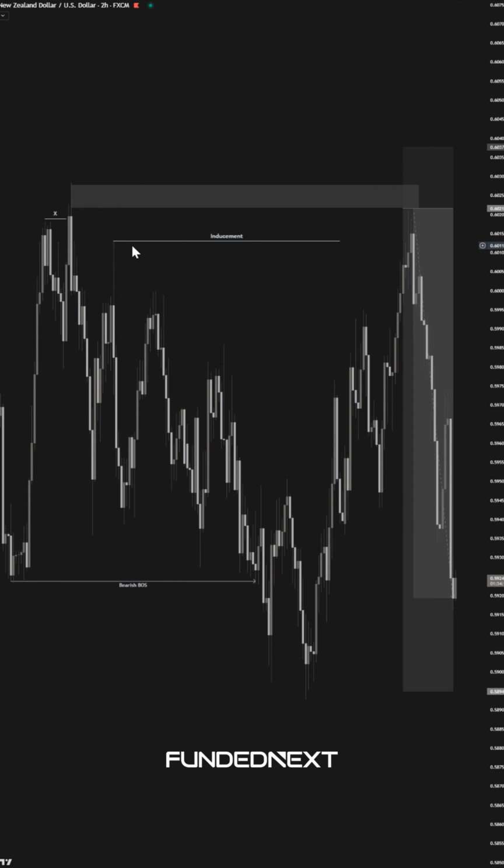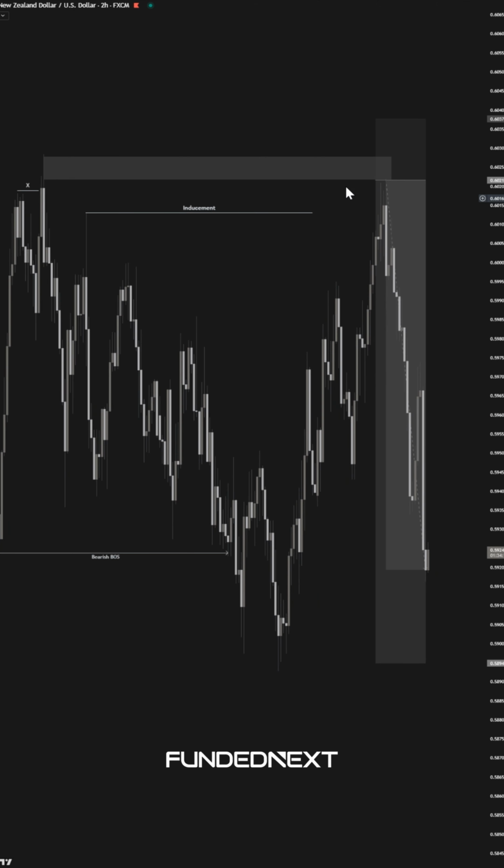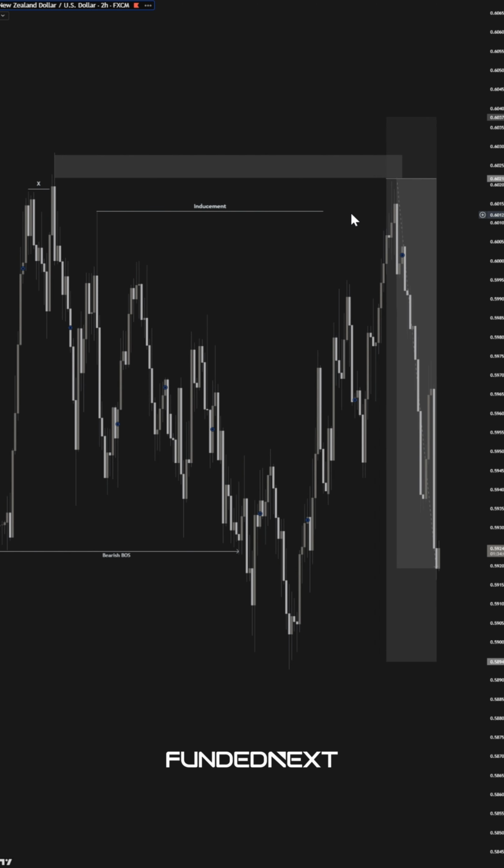If you still take it away, you can see we have this inducement around here where price came back to sweep the inducement, retest the supply zone that caused the push down and began to sell. So you can backtest this and tell me how it works.